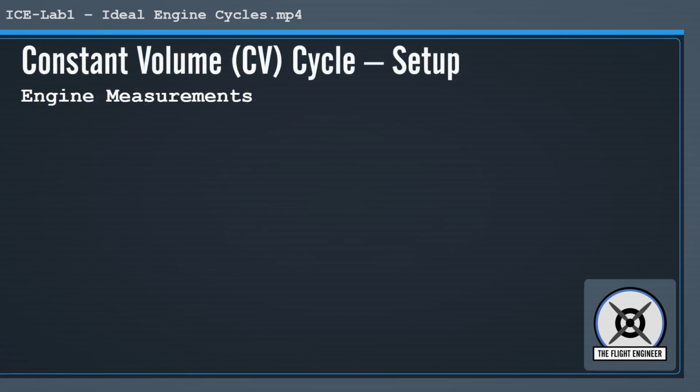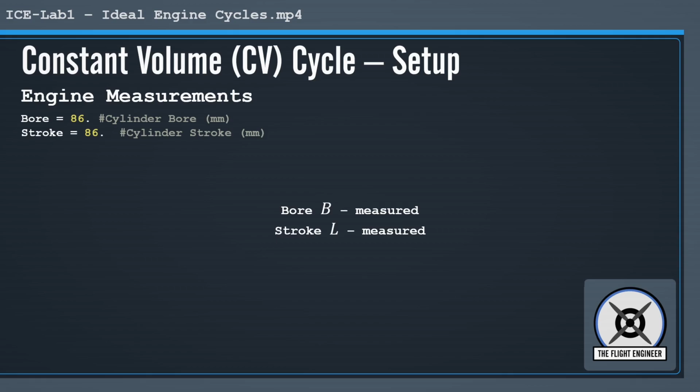The first thing we have to do is set up our ideal engine and define some process conditions. We'll start with the bore and stroke. These will both be measured values from the engine that you want to simulate.